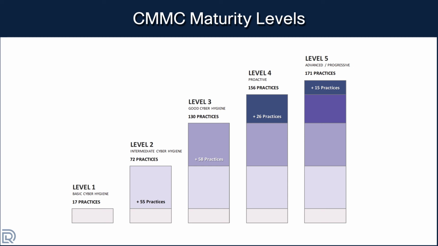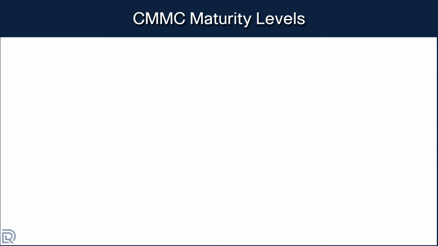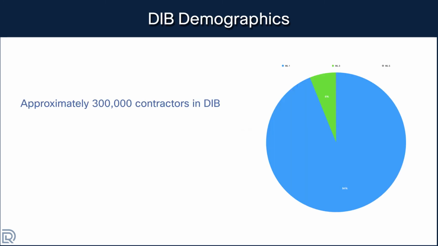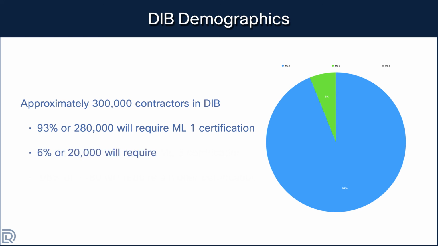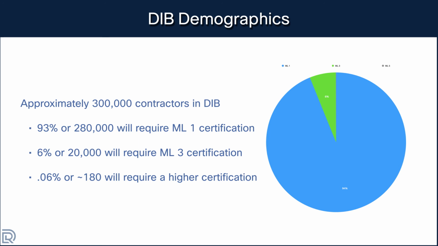To give you a better idea, let's look at the numbers. Okay. So the DIB comprises approximately 300,000 contractors. 93% of them, or 280,000, will require ML1 certification. 6% of them, or 20,000, will require ML3 certification, and 0.06%, or approximately 180, will require higher level certification, probably ML5, as ML4, like ML2, will likely be used as a transition level.